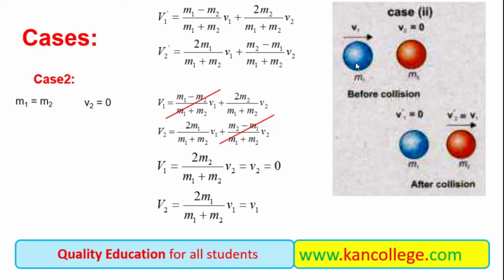It means if blue ball was moving with the 10 meter per second speed and the red ball was at rest, then after collision the blue ball will become at rest and the red ball will move with the same velocity of the value 10.